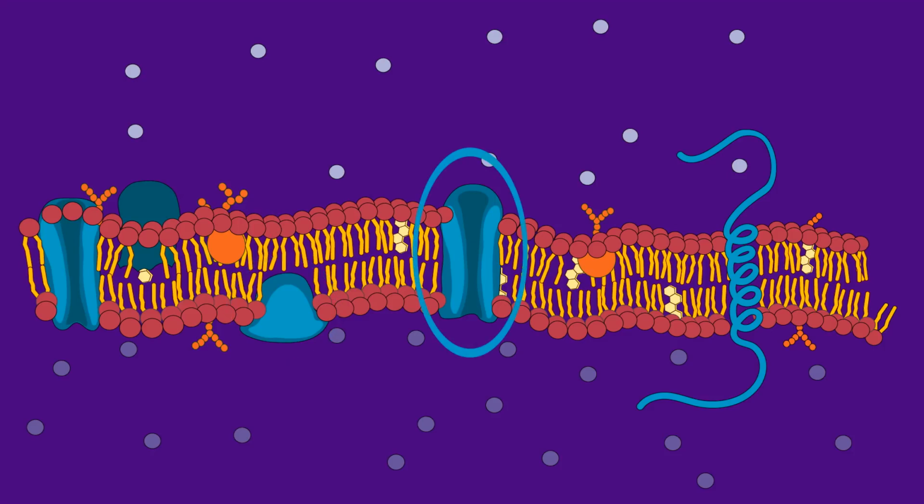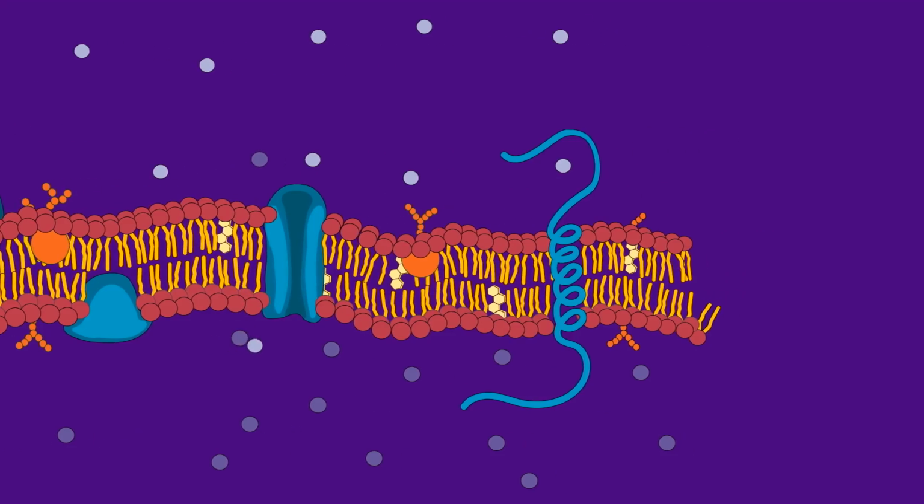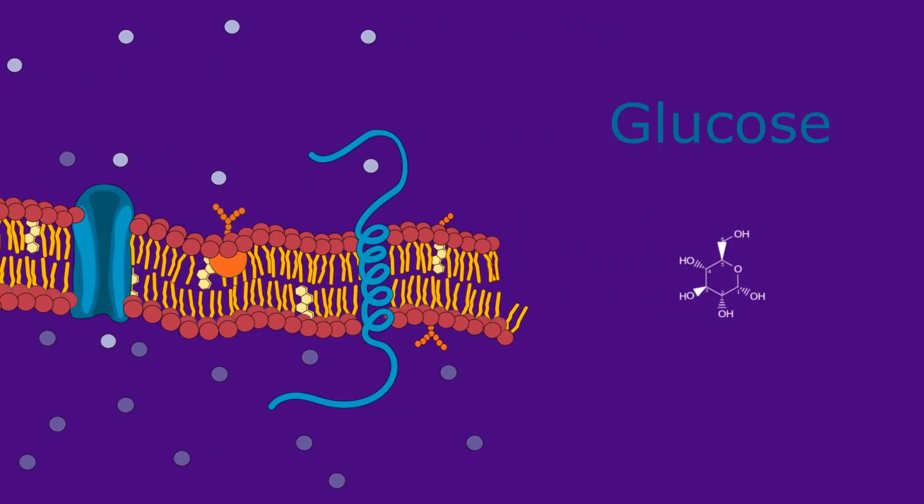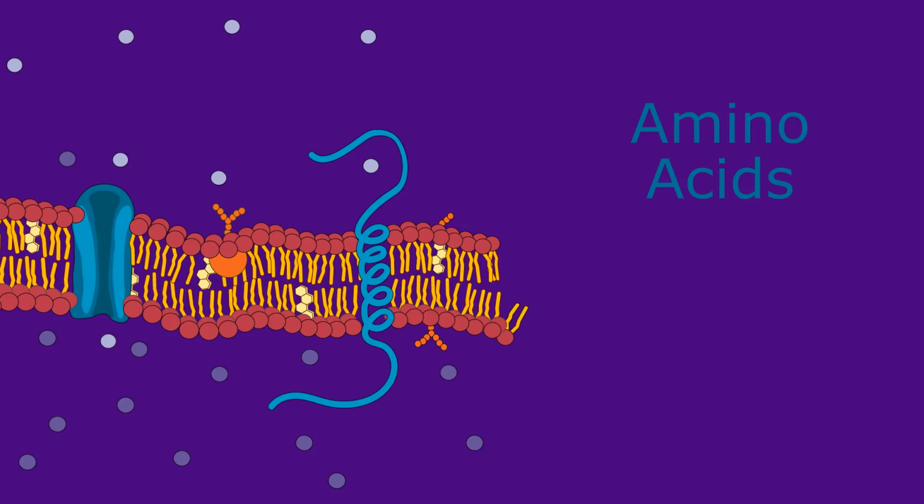Because the cell membrane is mostly lipid, it only allows lipid-soluble substances like oxygen, carbon dioxide, and steroids to pass through. Water-soluble substances such as glucose, amino acids, ions, and water need the help of the various proteins in order to move across the membrane.